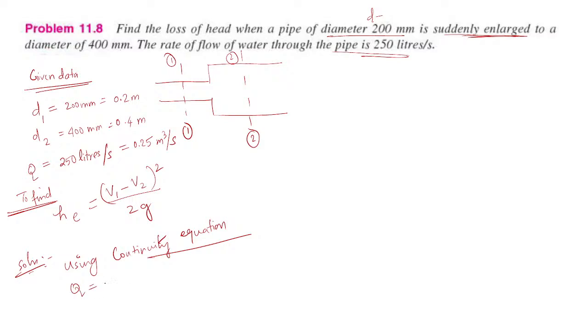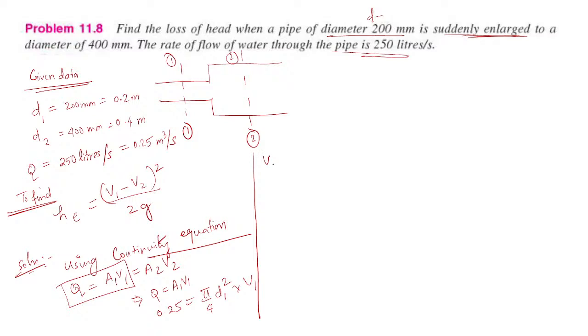That is, Q equals A1 V1 equals A2 V2. Okay. So first I will utilize this, right? So Q equals A1 V1. So what is Q? 0.25 equals pi by 4 D1 square into V1. So from here I will get V1, that is 4 into 0.25 by pi D1 square.